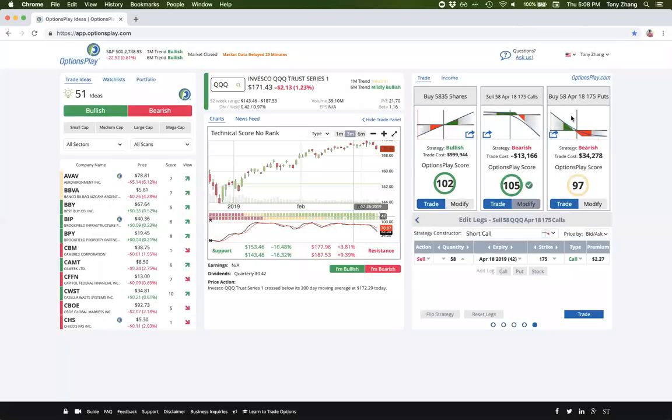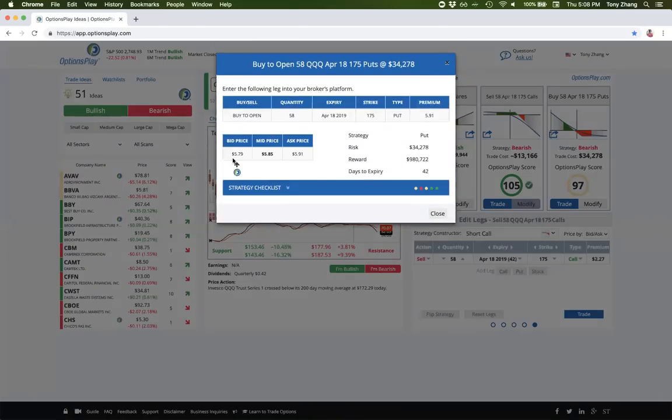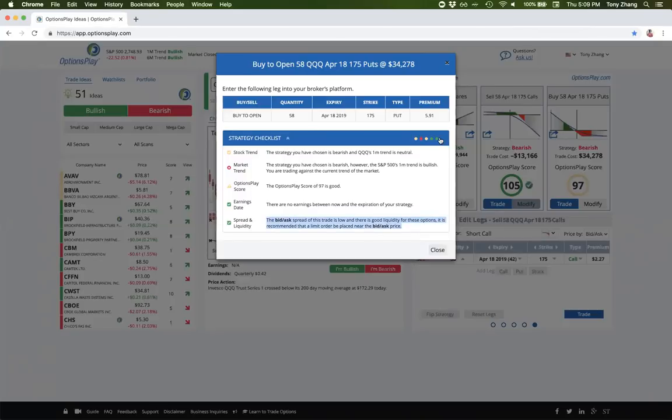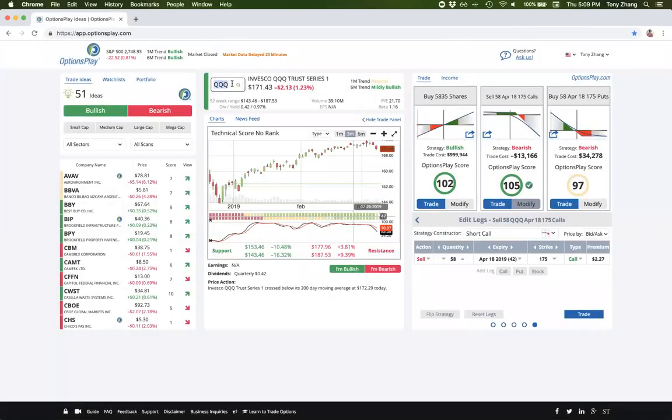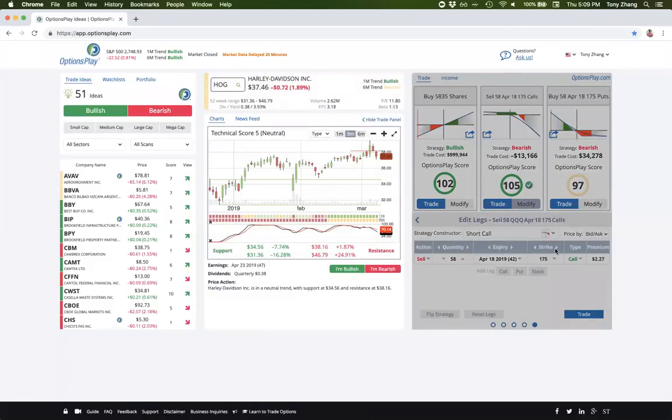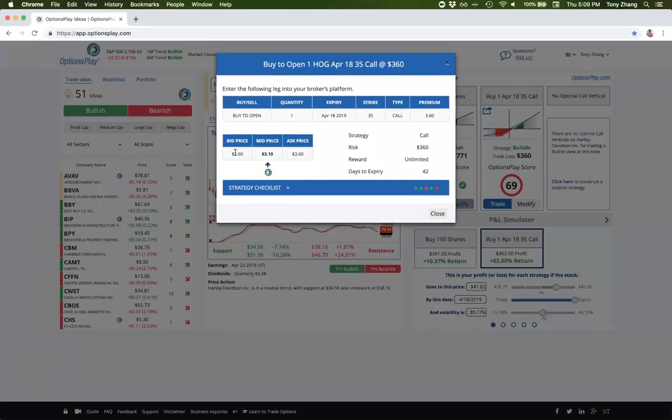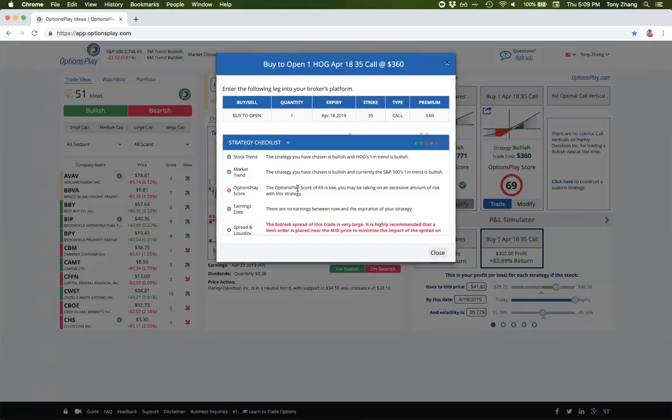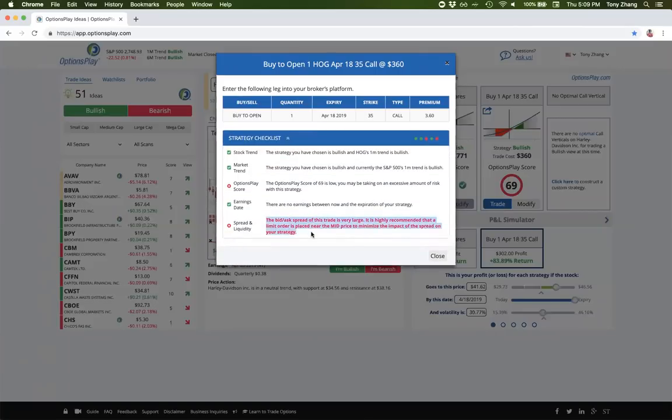So for example, here for QQQ, you'll see that it has very tight spreads between 579 and 591. So that's why you have very good liquidity. But if we move over to something like Harley Davidson, this is a relatively small cap stock. If you go to trade, as you can see, this is trading at 260 by 360, which is a much wider spread. That's why our strategy checklist looks at the spread and liquidity of this and tells you that the bid-ask spread of this trade is very large. There are a lot of inputs that go into it, but that's why we have a tool on our platform that determines whether the spread is small or large.